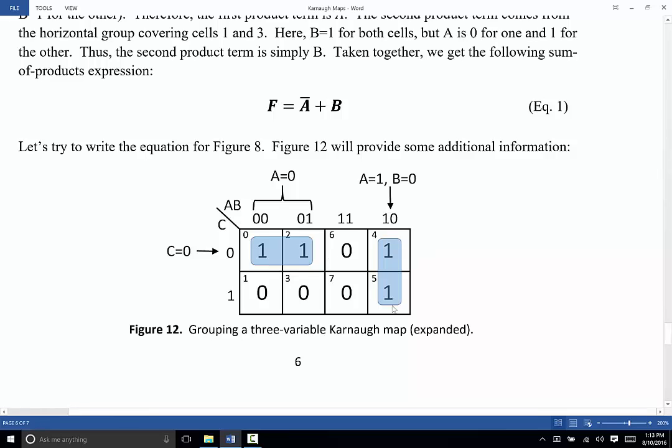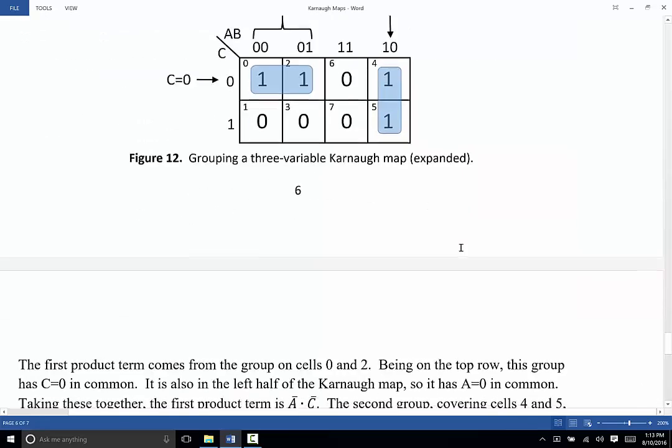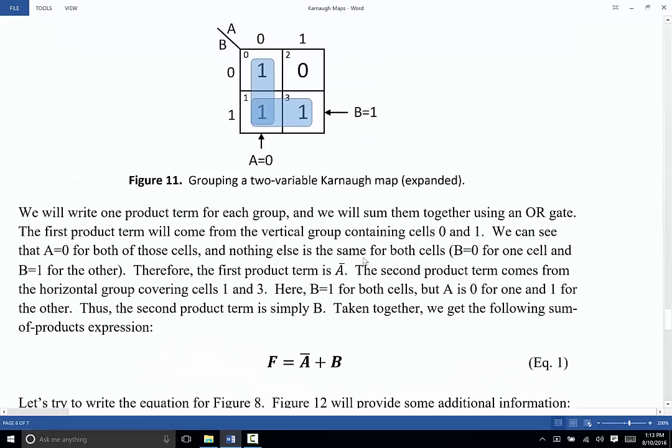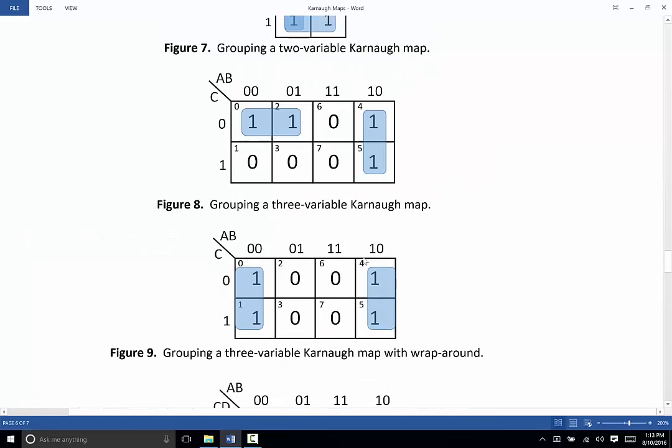Over here in the 4th column, these 2 cells belong to the 4th column, so they have A equals 1 and B equals 0, or written as a product term, A and not B. And if we were to OR those 2 groups together, we would end up with the expression not A and not C, that's the first group, or A and not B, that's the second group. Now let's flash back up to figure 9. We're going to go back up to figure 9 so we can see what's going on there.